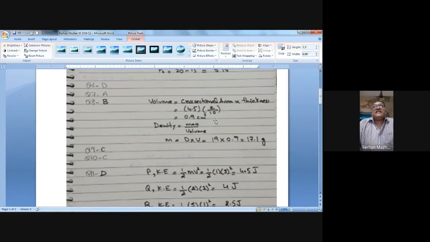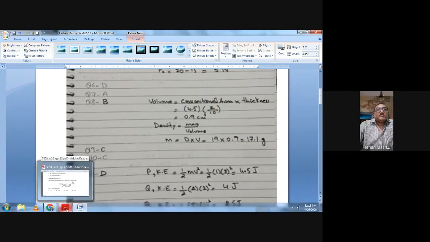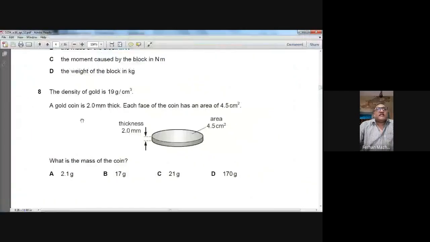The density is mass divided by volume. So mass is density multiplied by volume: 19, which was the density, multiplied by 0.9, which was the volume, and you get the answer 17.1 gram. So the mass is 17 gram, which is B option. Okay, the question number 8, the option is B.